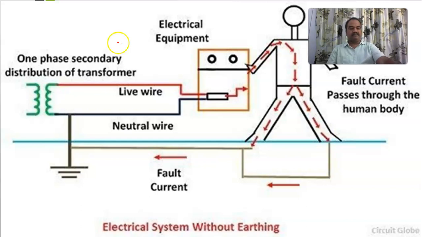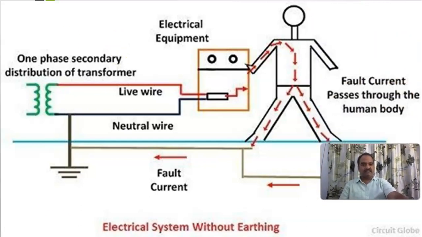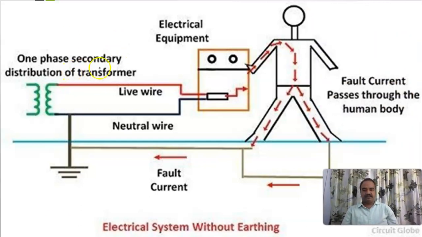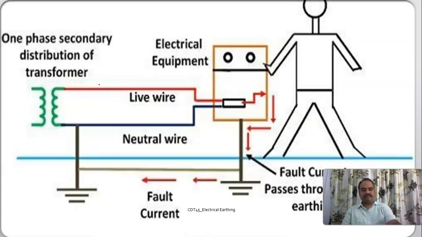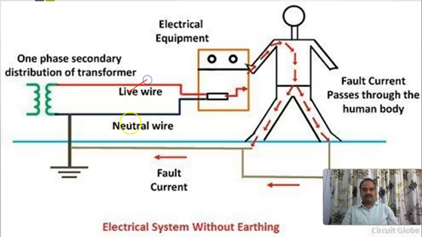Okay, so this is a simple picture. What happens when there is no earthing? This is your live wire, and this is your neutral wire. Now these two are generally fed to your equipment. Let us suppose that, unwantedly, some current is flowing onto this body, which is unwanted. Now if you touch this, the current will flow through you to the body.